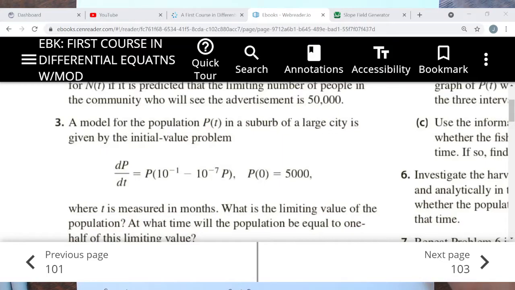Okay, so it's this question here. Another logistic equation is given to us, so if that's the case, I can jump right to the solution. A model for the population, now this time it's P instead of N. The population P of t in a suburb of a large city is given by the initial value problem. And you see how it takes on exactly that same form. dP/dt equals P times (A minus BP), where A is 1/10, right, 10 to the negative first. And B is 10 to the negative 7th, which is 1/10,000,000th.